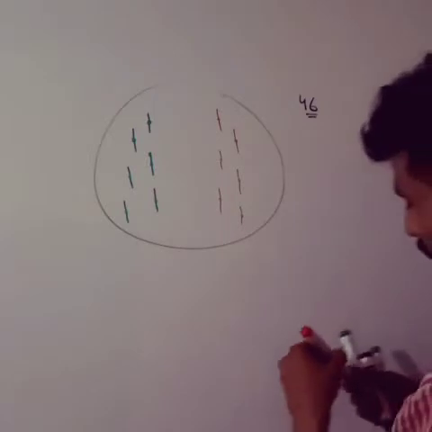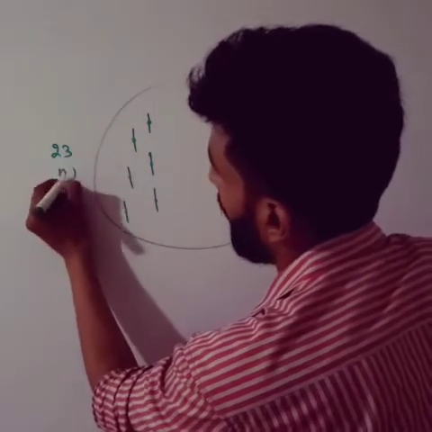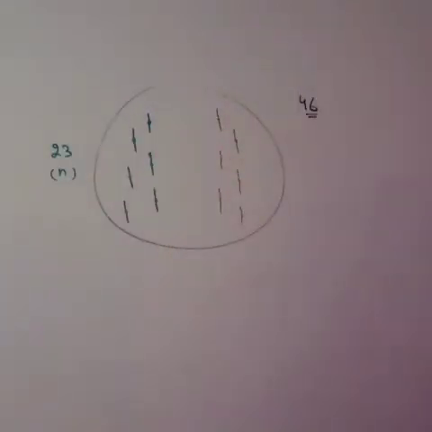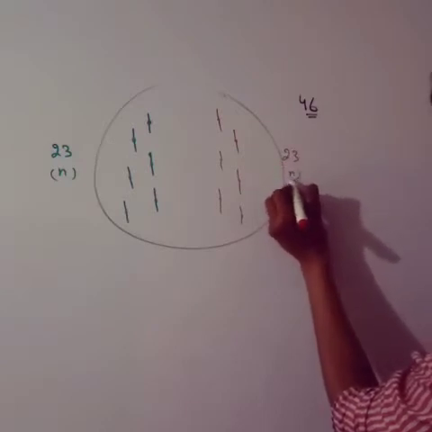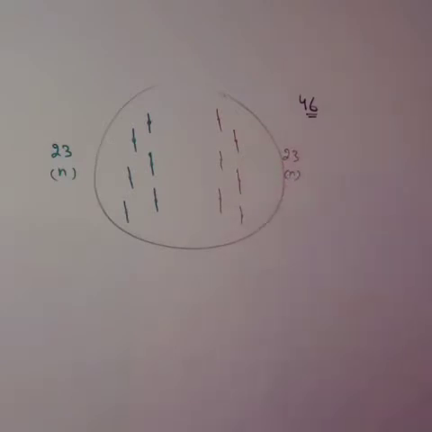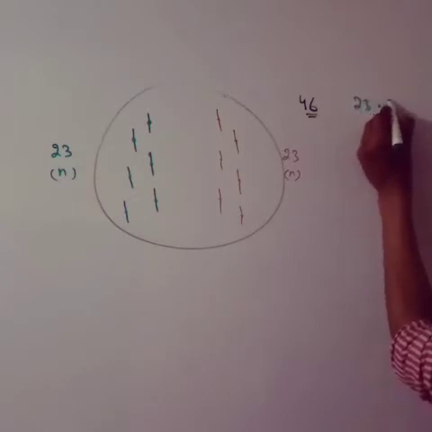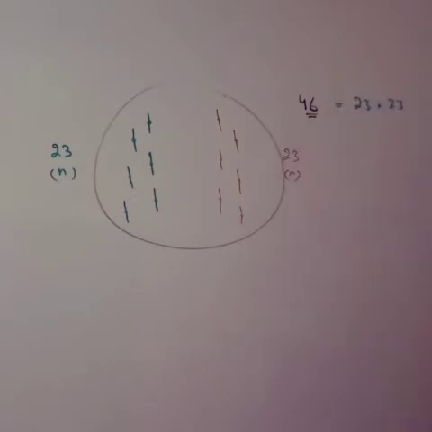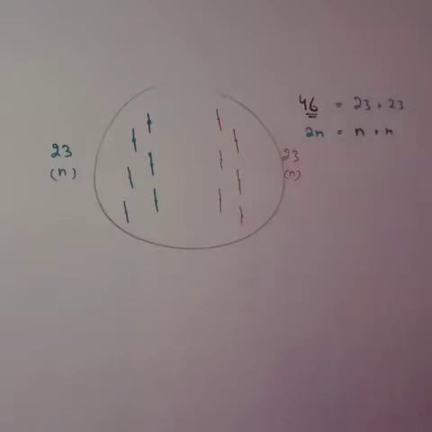Okay, these 23 chromosomes coming from the mother side are n number of chromosomes, haploid. Similarly, 23 chromosomes coming from the father side are also n. 23 plus 23 will make 46, and similarly in our cell n plus n will be 2n.